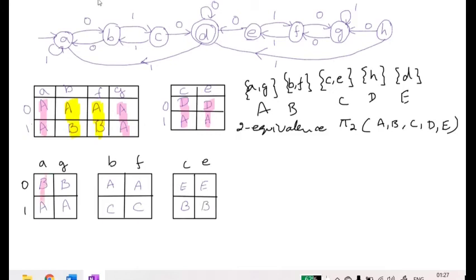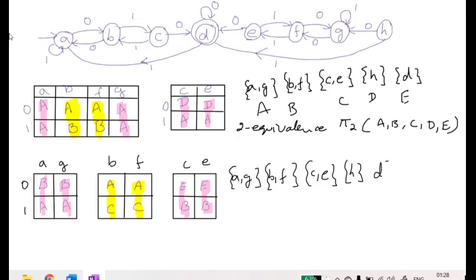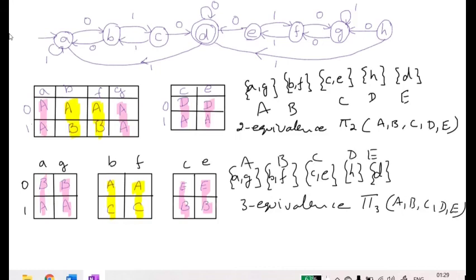Now the patterns are, here BA is a pattern and AC is a pattern and EB is a pattern. So that we need to combine A, G as a set, B, F as a set and C, E as a set. H as a separate set and D as a separate set, it is decided in the previous equivalence. Now it is 3 equivalence, can be written as pi of 3 with the sets A, B, C, D, E. There is no difference between 2 equivalents and 3 equivalents, so that we can stop the process.